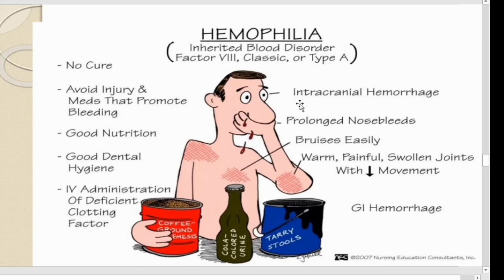And in hemophilia there is intracranial hemorrhage. There is also prolonged nasal bleeding. There are also bruises under the skin, and there will also be warm, painful, swollen joints, and there will be reduction in the movement. And sometimes we will also observe GIT hemorrhage, gastrointestinal hemorrhage.